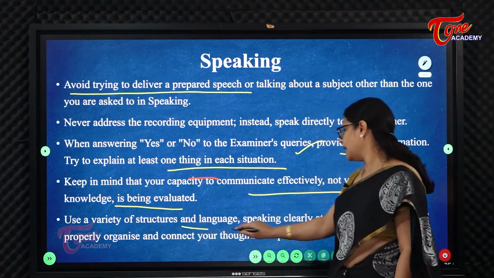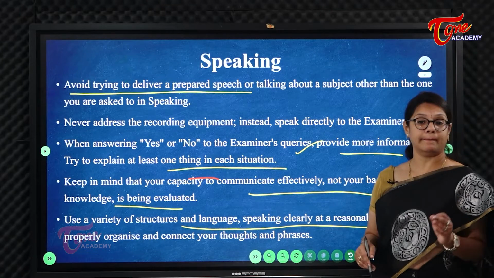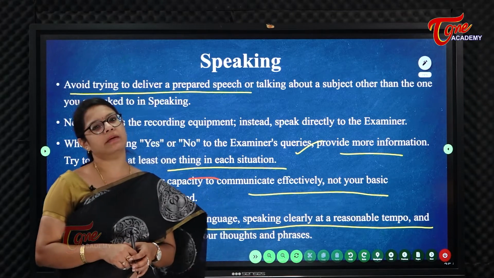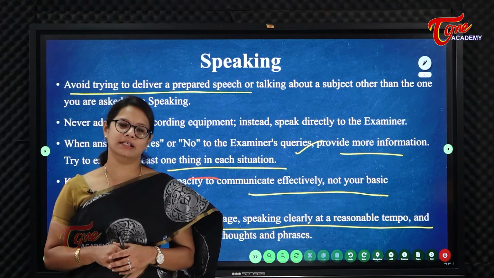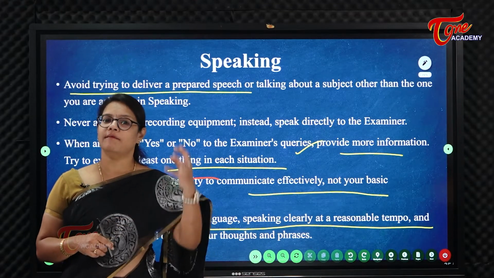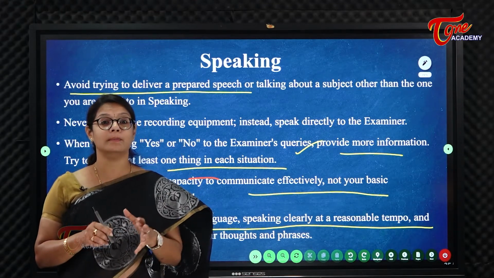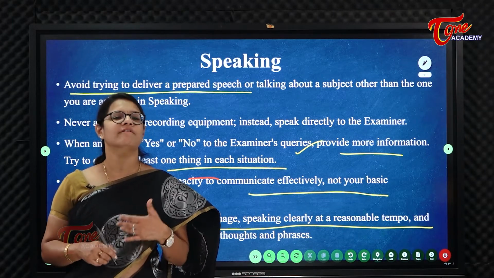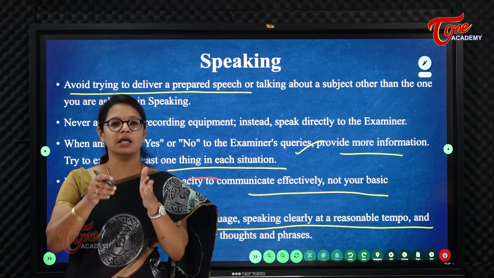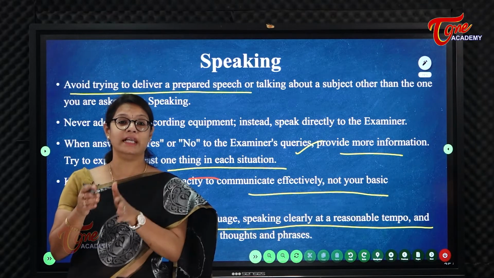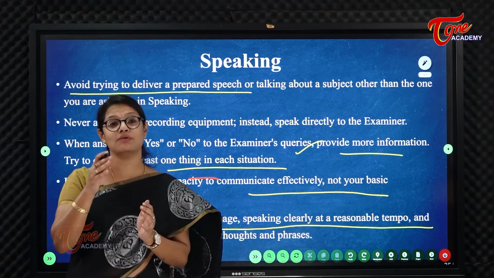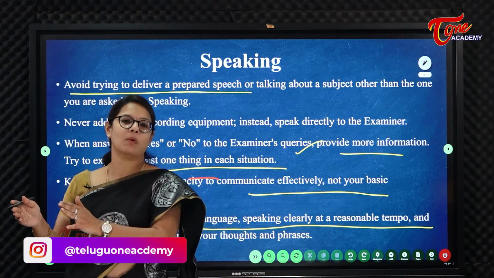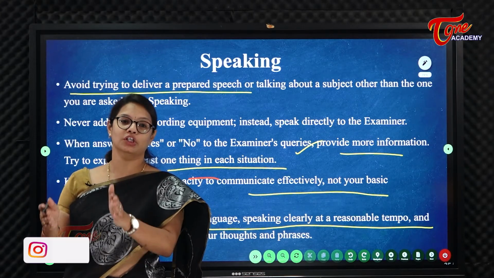Use a variety of structures and language. Speaking clearly at a reasonable tempo and properly organizing your thoughts and connecting your ideas and opinions matters the most. Most of us mess up with the speaking section because we get nervous and we cannot judge the flow of our thoughts, and we are not able to communicate our thoughts, though they are right, to the examiner who's sitting right in front of us. So we tend to speak very, very fast. So it is very important that you maintain your tempo, your diction and your intonation. Intonation is nothing but the rise and fall of your voice. So you have to maintain the rise and fall of your voice all throughout the 4 minutes that you talk on your given cue card.